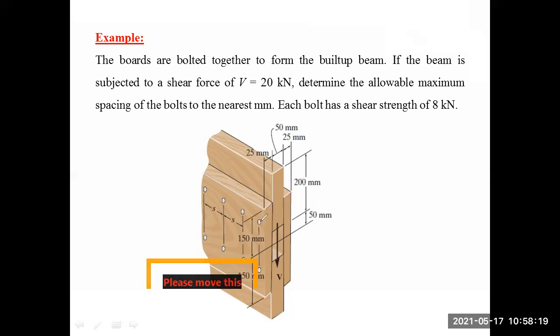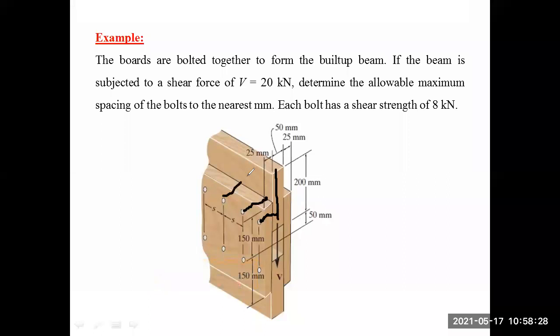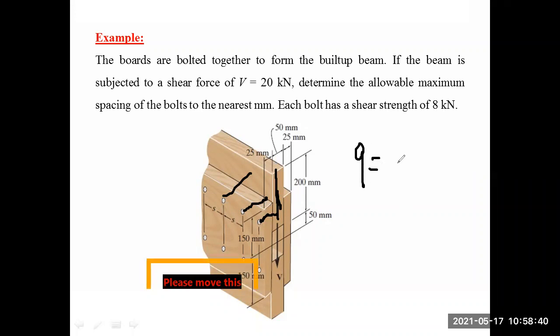Okay, it is as if the nail stops here, and this nail stops halfway, and this nail stops, it doesn't go through to the other side. So that means it's only connecting this piece to the rest of the beam. So at this point, what you calculate of Q, this shear flow, you don't need to divide it because the shear flow is resisted by only one row of nail.